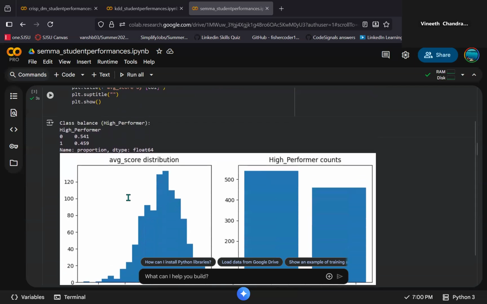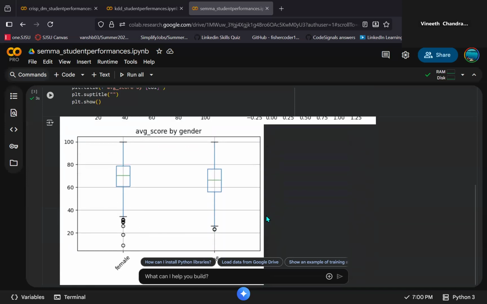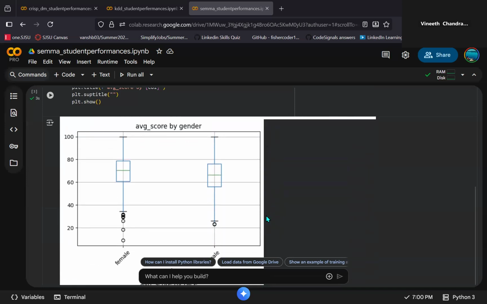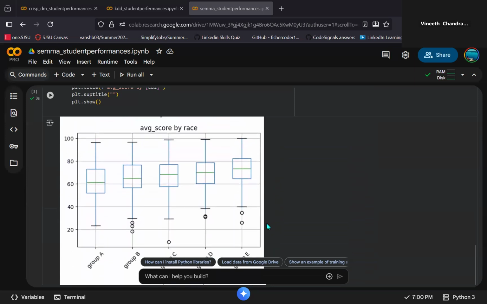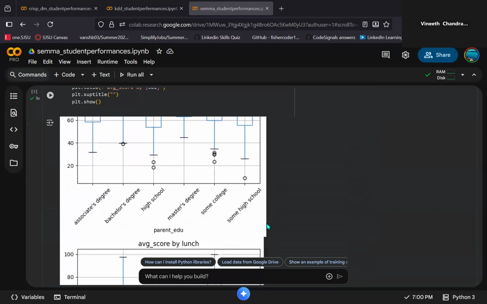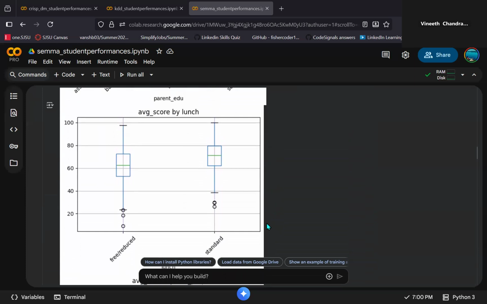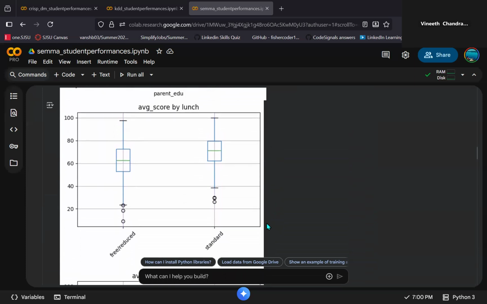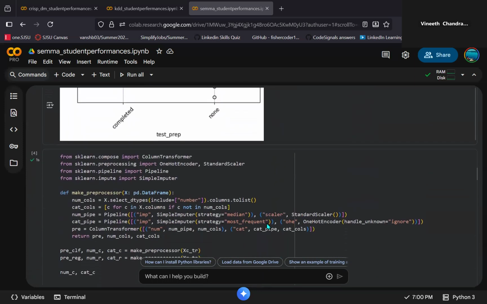And once I run this part of the code, it gave me this output. As you can see, we have the average score distribution and the high performer counts. And this is the average score by gender, male and female. This graph is by race, and this one is based off parental education. And lastly, the lunch type, standard and free or reduced, and the test prep, whether they took the test prep or not.